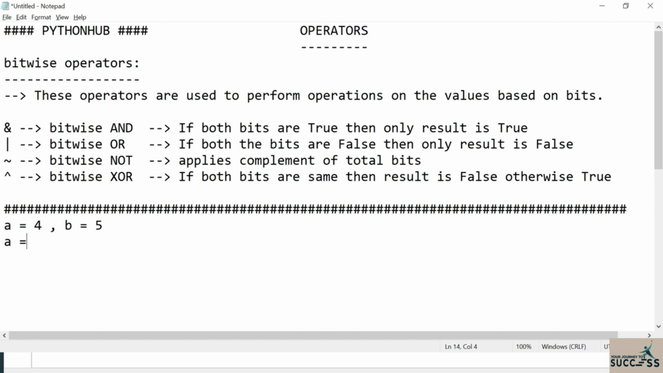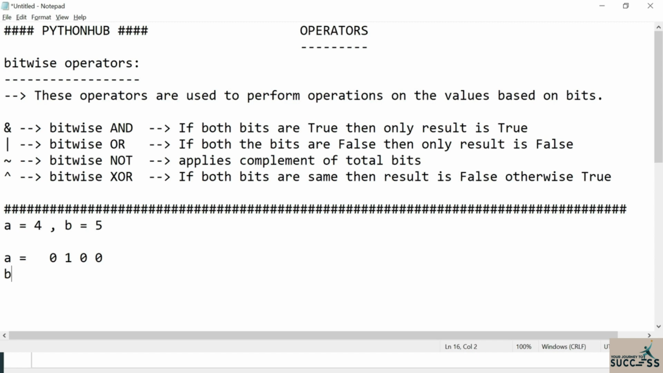Now if I denote a in 4-bit binary format, it will be like this: 2 power 0 is 1, so for that it is 0. For 2 power 1 it is 0 again. For 2 power 2 it is 1, because 2 power 2 is 4. Then again it is 0. For 4 in binary format, the value is 0 1 0 0.